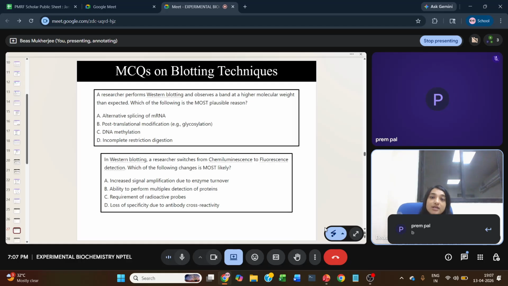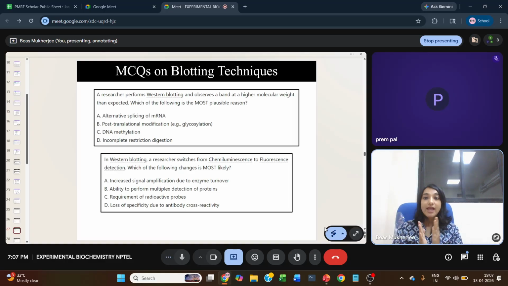In Western blotting, a researcher switches from chemiluminescence to fluorescence detection. Which of the following changes is most likely? An increased signal amplification due to enzyme turnover, ability to perform multiplex detection of proteins, requirement of radioactive probes, loss of specificity due to antibody cross-reactivity.